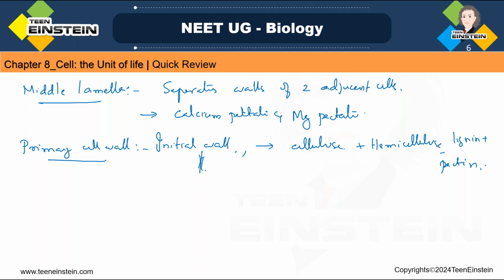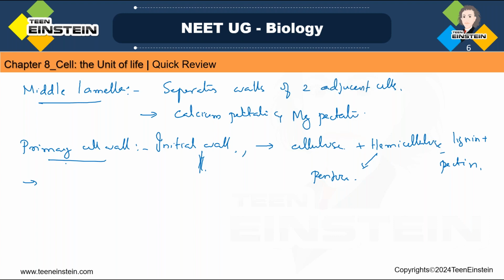And this hemicellulose, what is that? Hemicellulose is made up of pentose sugar. What do you mean by that? Xylose, then hexose, then mannose, galactose, all these. Okay, then we are moving on from the primary cell wall.